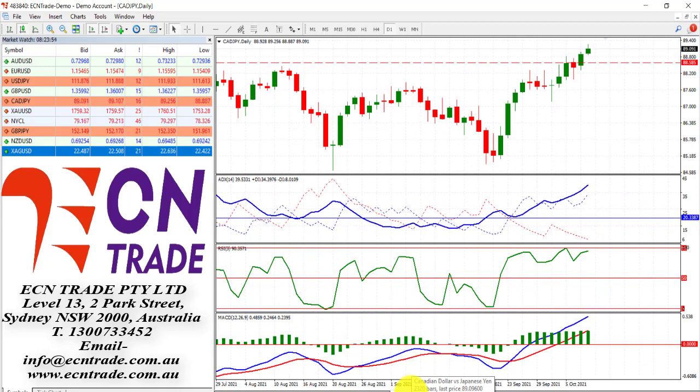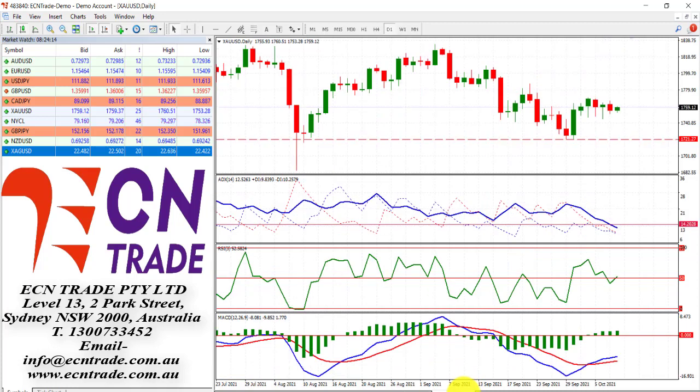CAD yen has broken through that level around that 88.70 and now poses a little bit more of a threat to the upside, but we are overbought and I do anticipate a rejection from the top side above this level around 89. Let's see if the market can come into weaker play into Friday.